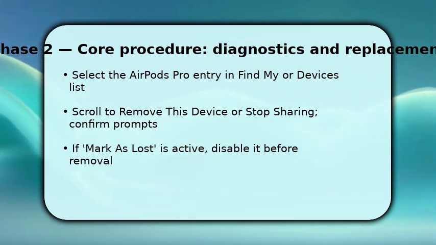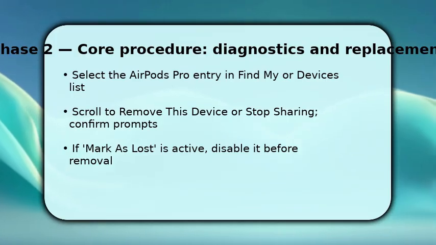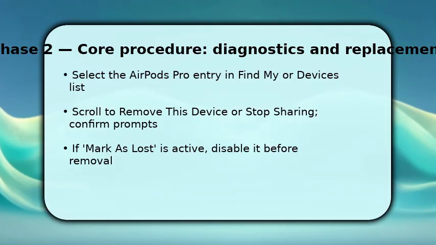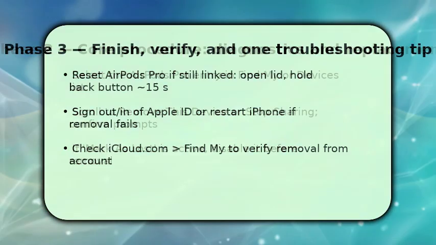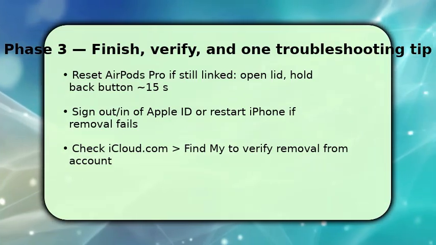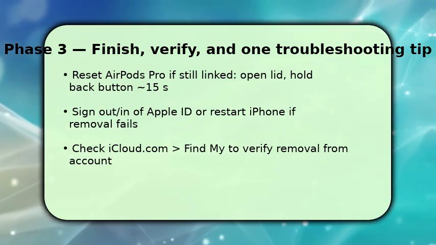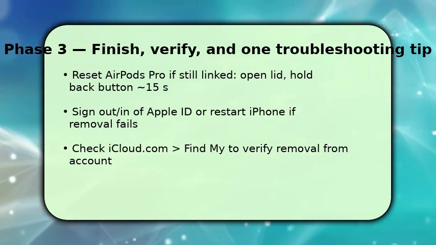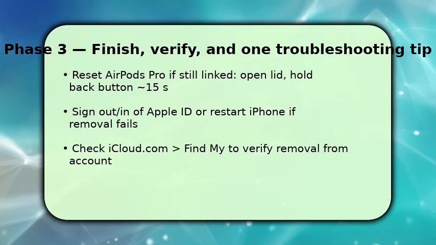If Mark as Lost is enabled, turn it off first because removal is blocked while Lost mode is active. You may need to enter your Apple ID password to confirm and complete the unlinking. To finish, reset the AirPods Pro if they still behave as linked. With the case open, hold the Setup button on the back for about 15 seconds until the LED flashes amber, then white. Once done, make sure the AirPods no longer appear in Find My.